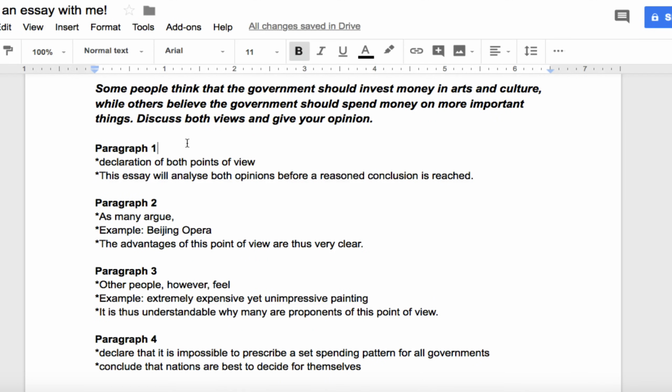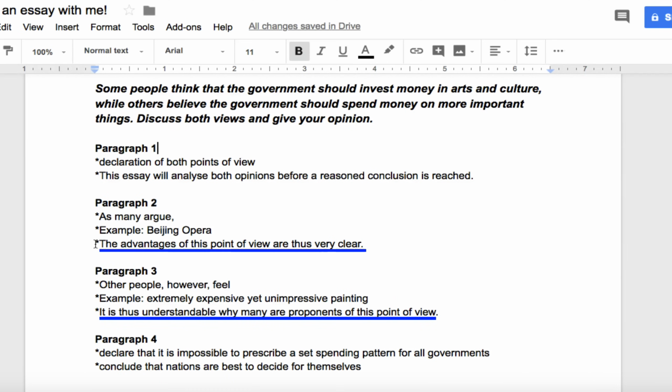The instruction words request we discuss both views, so we know we are going to use a discussion essay approach, and that means declaring both points of view in the introduction and then analyzing them in turn in the body paragraphs. An optional link we might tack to the end of each body paragraph is an acknowledgement of merit if our writing progresses in a way that makes it appropriate to do so.